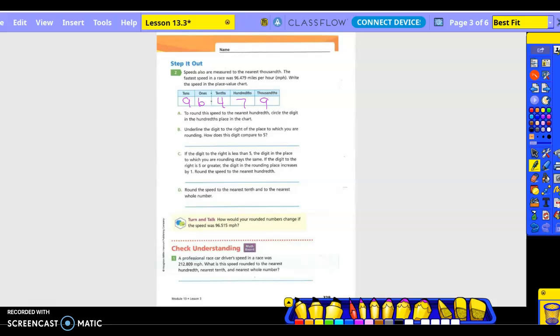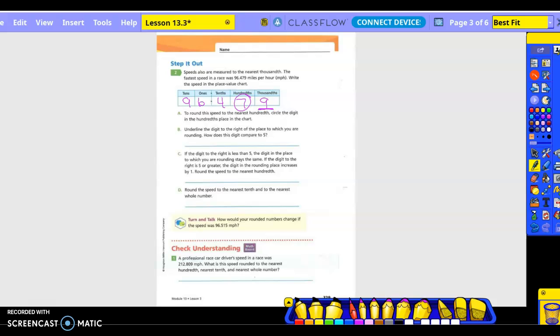Letter A. Round the speed to the nearest hundredth. So which one's in the hundredth place? The 7. So they want us to circle the digit in the hundredth spot. Underline the digit to the right of the place to which you are rounding. So which one? The 9, in the thousandths place. Okay. How does that digit compare to 5?